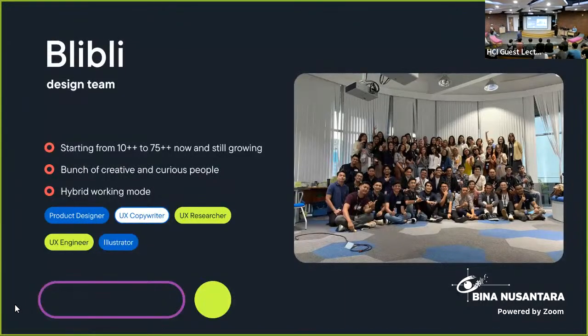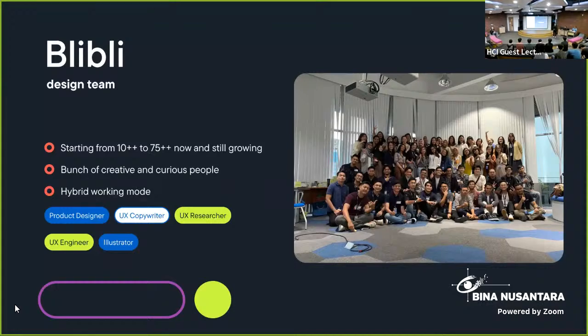The next one is UX researcher. Before we go into design, we need to research. We need to validate our design and our assumptions. The next one is UX engineer, probably connected to the CS class. This one is for those of you who like front end engineering. It's not back end stuff, but more front end: HTML, CSS, slicing, JavaScript. We use Vue.js for this. And the last one is the illustrator. If you like to draw something, you can draw in the illustrator team.